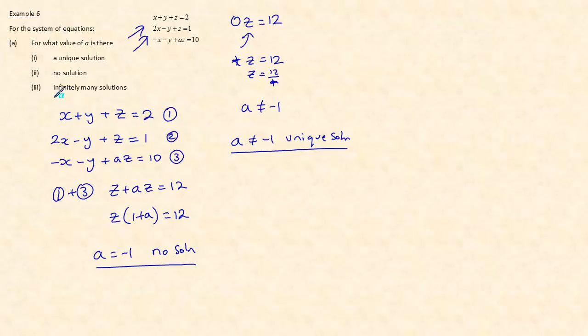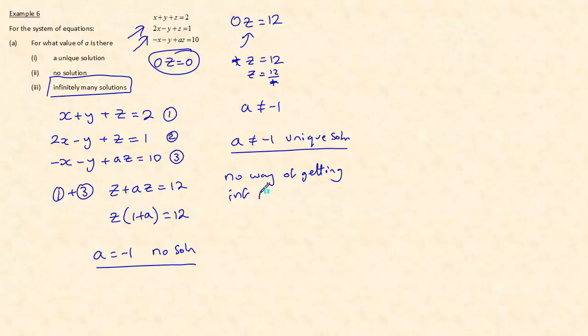Now, how can we produce infinitely many solutions? Well, the only way to get that is something of the type 0z equals 0, and we can't get that. So there's no way of getting infinitely many solutions for this problem.